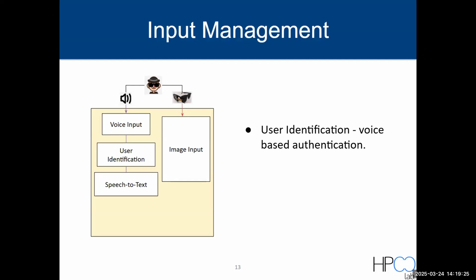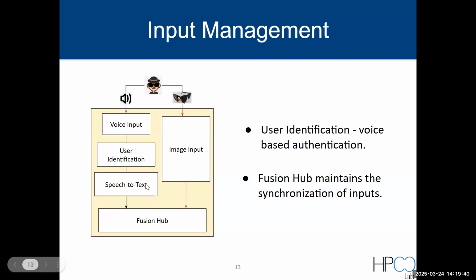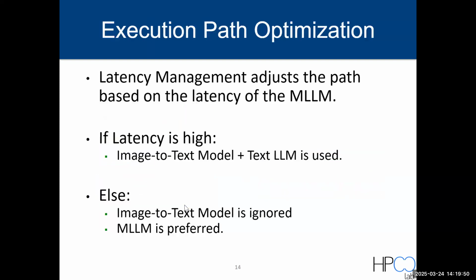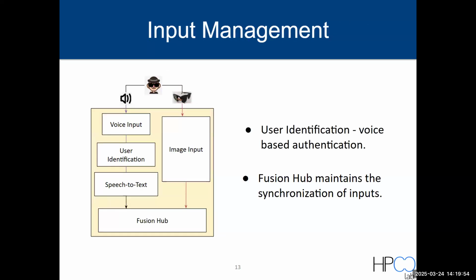We did use voice based authentication. Based on the voice, the system recognizes the user, and if the user is recognized, it is then sent into a speech to text module, where the speech that the person is speaking gets converted into text. And here the Fusion Hub maintains the synchronization of inputs. Here we have the text input and we have the image input. Both are maintained at the same time. That's the role of the Fusion Hub. And this is the path of input.